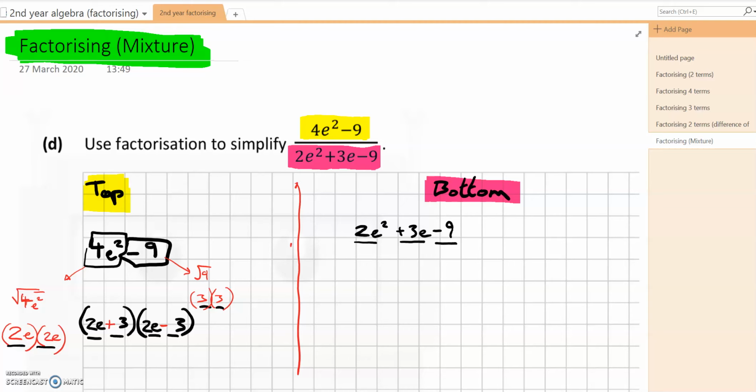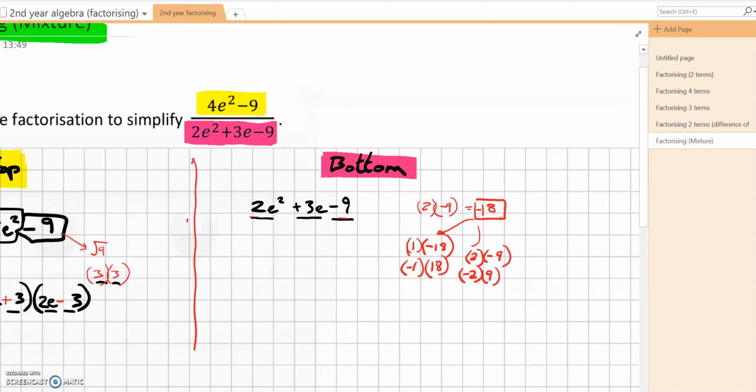So I'm going to get my guide number. Remember, my guide number is the first number by the last number. So 2 by minus 9 gives me minus 18. That's my guide number. And now I'm going to get the factors of minus 18, which would be 1 by minus 18, or minus 1 by 18. Also 2 by minus 9, or minus 2 by 9.